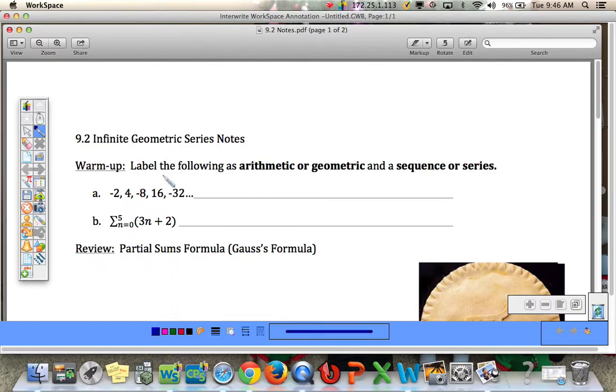So for the first one, you should have noticed that it was geometric. It's geometric because it has a common ratio. To find the common ratio, take any term and divide by the term before. So here the common ratio is multiply by -2. This is a list of terms, so this would be considered a geometric sequence.